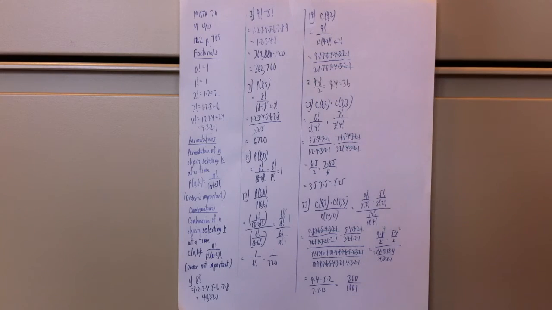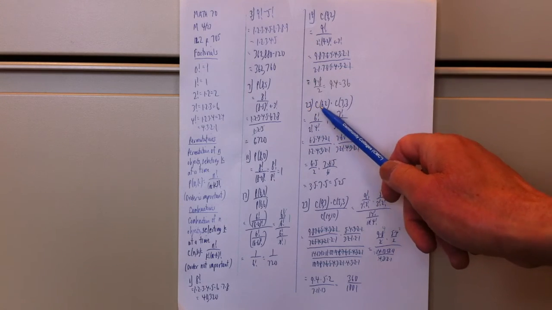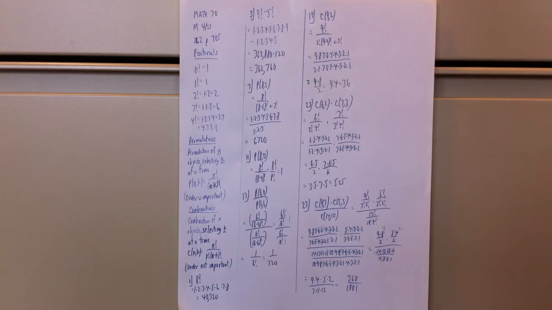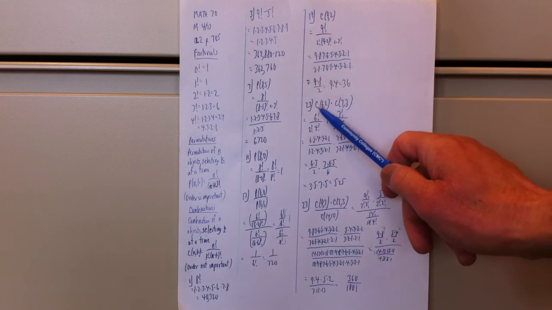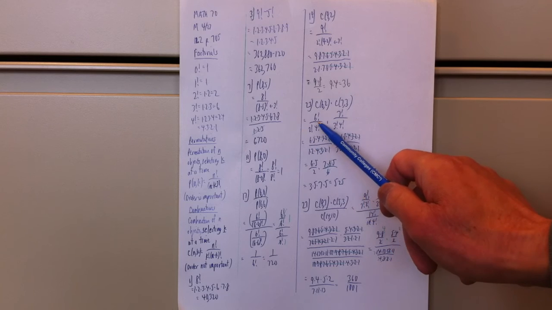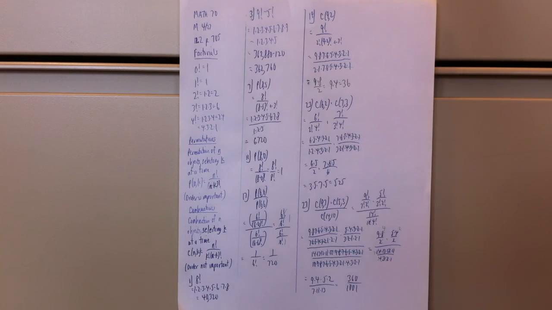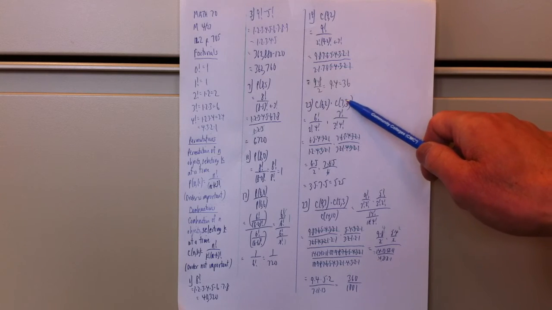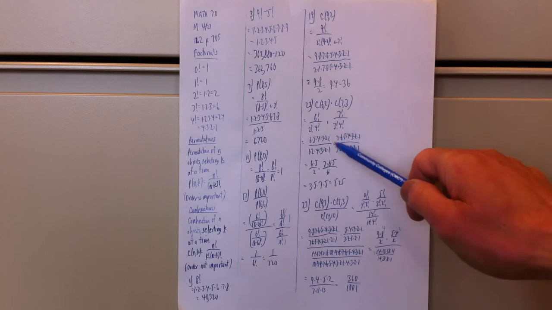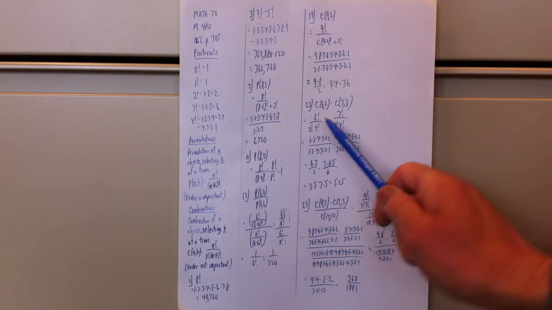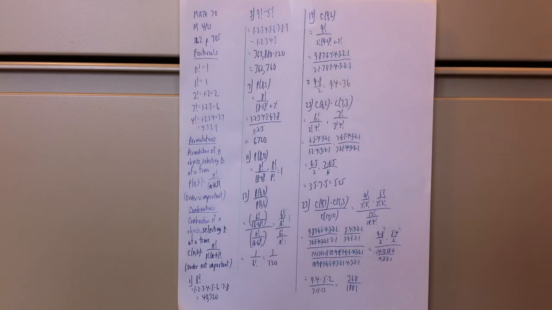Okay, 23, just more of the same game. C62 times C73. C62 is 6 factorial over 2 factorial, 4 factorial. Yes, that's 6 minus 2, but we know 6 minus 2 is 4. Then 7, 3, combination 7, 3, 7 factorial over 3 factorial. 7 minus 3 factorial is 4 factorial.